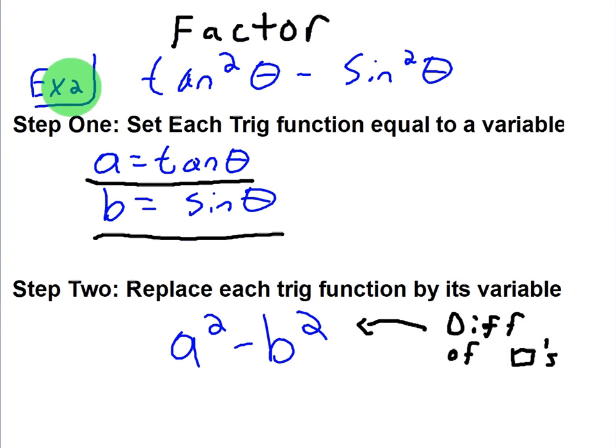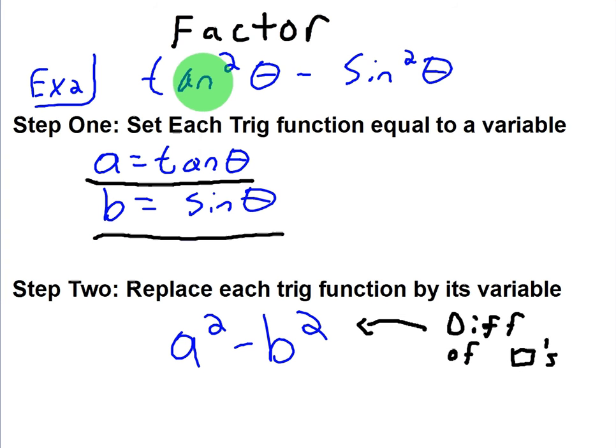Let's take a look at example 2 of factoring trig expressions. We have tan squared of theta minus sine squared of theta, and we are tasked with factoring this. So again, I want to jump to the substitution method. So we're going to replace tangent with A and sine with B. Just like before, when sine was A and cosine was B, same thing.